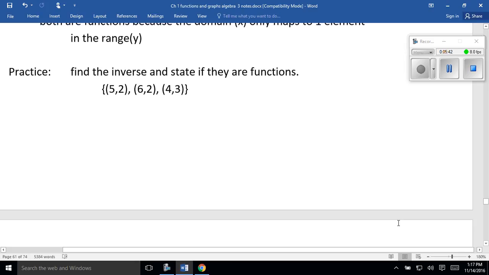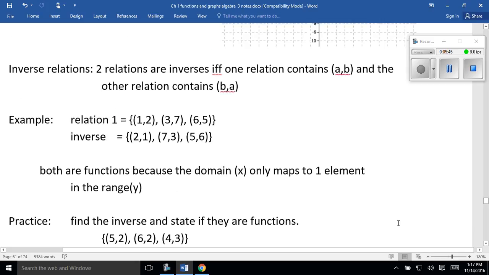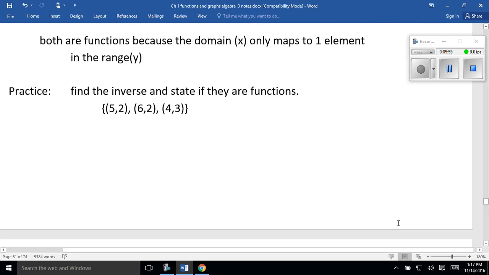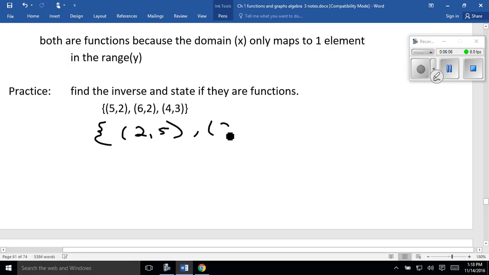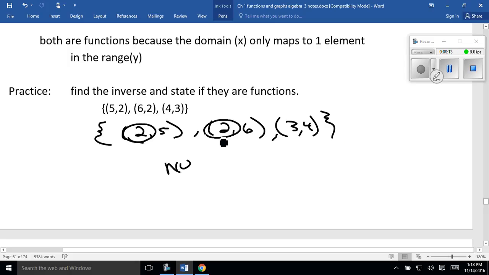Okay. I forgot to ask. Are they both functions? How do we tell? Because some of you messed that up on the quiz. Every x is different. If every x is different, it is a function. Okay, your turn. Find the inverse, tell me if it's a function. So your set of points is 2, 5, 2, 6, 3, 4, and the answer is no, because you have 2, 2. All good?